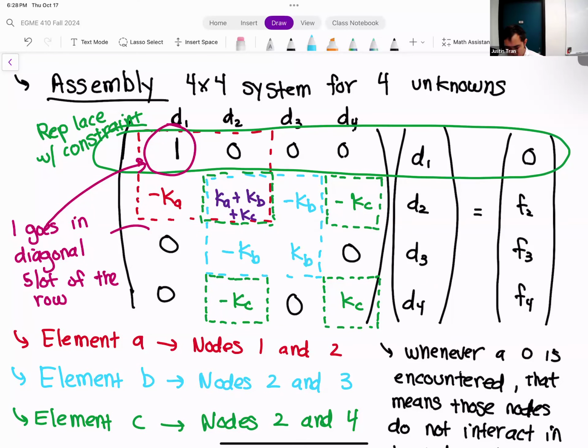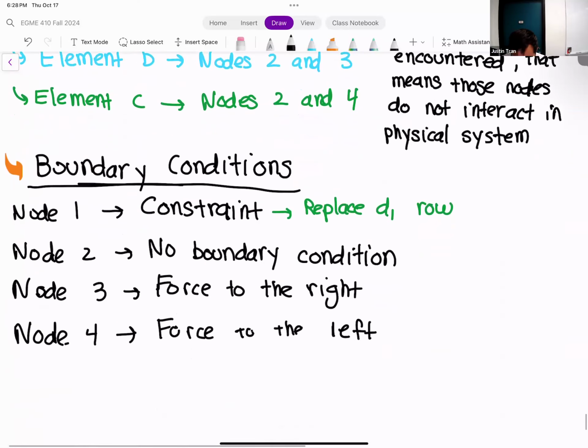Okay. But just one note for the future. In the future, we're going to do examples where the fixed constraint is on maybe the last row or maybe the second to last row. And so you want to make sure you put the 1 in the right spot. Okay. Any questions on that? Okay, good. All right, so let's go through our other boundary conditions here.